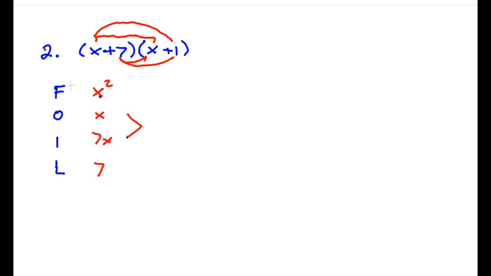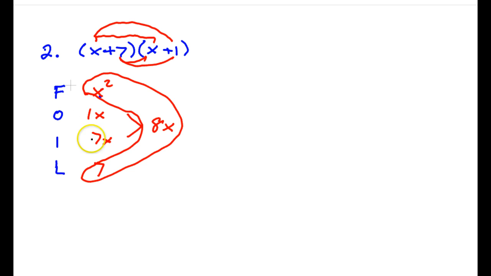And remember these, the O and the I will always combine, so we have 1x, 7x, that's 8x. So the final answer is on the boomerang here, x squared plus 8x plus 7.